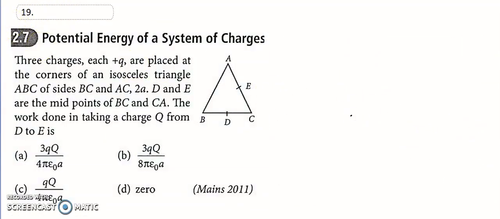So the 19th question. The charges plus Q are placed at the corners of isosceles triangle ABC. So that side is how much? This is 2A. So this is also 2A.